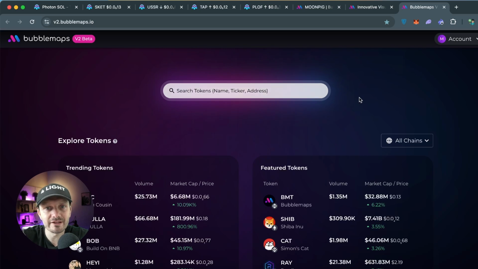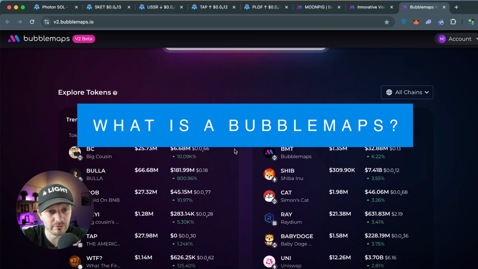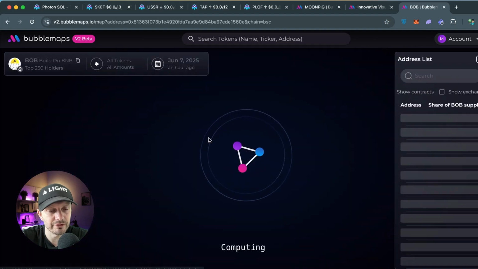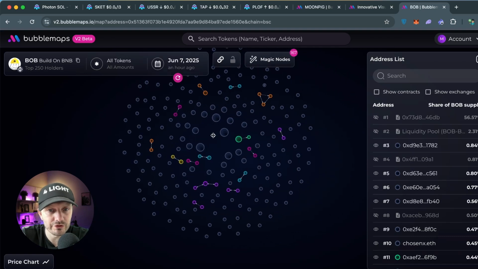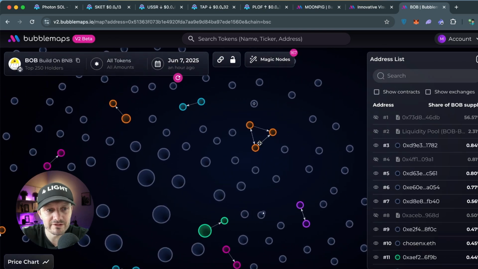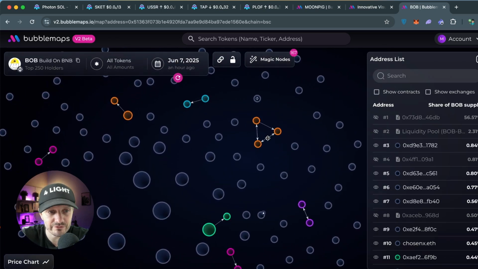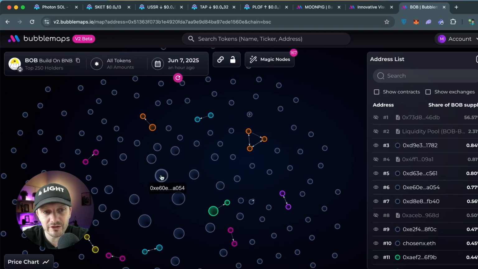To understand firstly what a Bubblemap is, I want to show you an example. Let's say this one, built on BNB. Bubblemaps graph is a circular wallet clustering visualization. Each bubble here is one single wallet. Each line between the wallets is a connection. It means a transfer between the wallets. The size of the bubble equals the percentage of total token supply held.